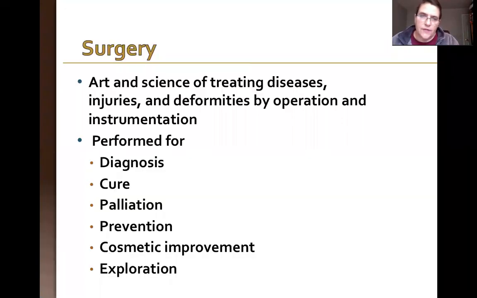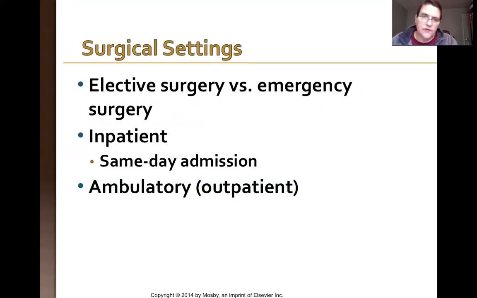So what we're going to talk about tonight is preoperative care for surgery. And as you know, surgery is the art and science of treating diseases, injuries, and deformities by operations with instrumentation. We perform surgical procedures for diagnostics, for cures, for palliation, for prevention, for cosmetic improvement, and for exploration. We typically have 2 types of surgical settings, and those are elective and emergent.